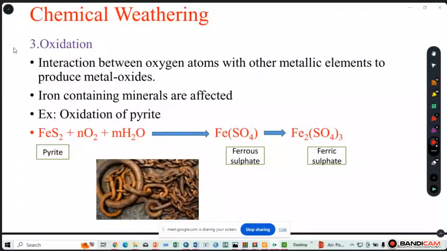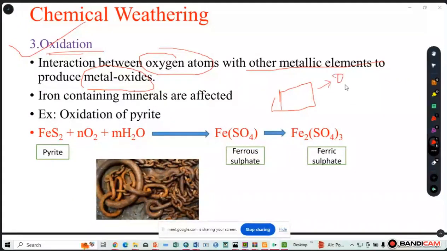Next one is the oxidation process. What is the oxidation process? In the oxidation process, the oxygen atom interacts with a metallic element to produce metal oxides. Suppose this is iron. When iron is exposed to the atmosphere, you all know oxygen molecules are present. When these oxygen molecules come in contact with iron, it gets converted into ferrous sulfate or ferric sulfate.